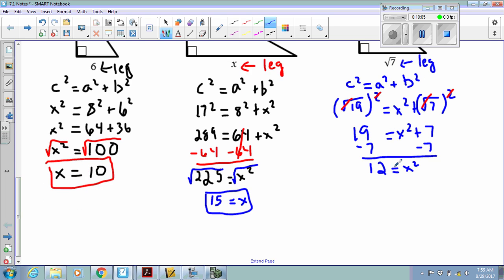So once again, we're trying to get x squared to be all by itself. To get rid of it or cancel it out, I got to take the square root of both sides. Okay? So now I'm left with, down here, equals x. But if we look at 12, we now know that is not a perfect square. Well, because it's not a perfect square, we now have to simplify it if possible.